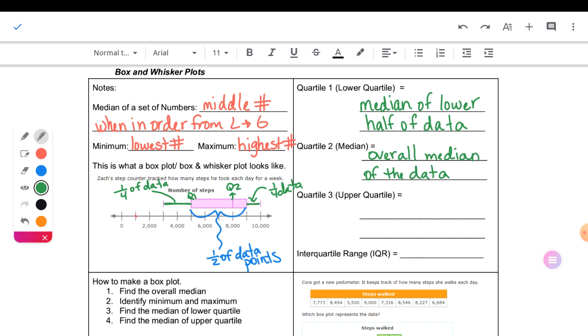So what do you think quartile 3 is? Emmett? Overall median of the upper data. Yeah, it's the overall median of the upper half of the data, and it's represented by that line right there. The boxes are the quartiles, 1, 2, and 3. So it is the median of the upper half of data.